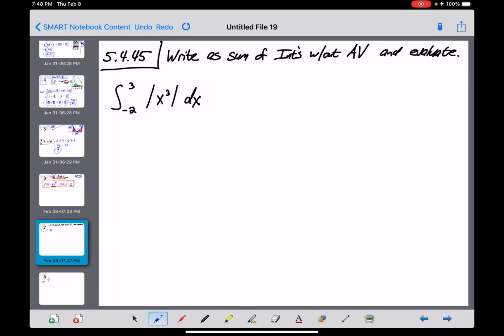Okay, number 45, they've given you a definite integral here from -2 to 3 of the absolute value of x cubed. Now, right away, that should concern you a little bit. We've talked about how anti-differentiation or even a definite integral of an absolute value function is a tricky thing to do because it's an unnatural function that follows different sets of rules for different values of x.